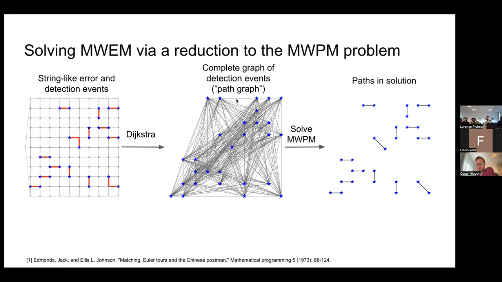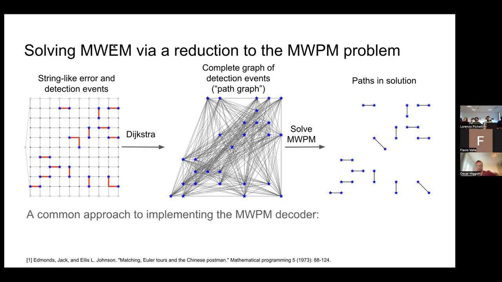Then from this complete graph on the detection events, we solve the minimum weight perfect matching problem in this graph, shown here on the right. And then you can map these paths back to the edges in the original detector graph, and that's the solution. So this is the reduction to the minimum weight perfect matching problem. So you can show that this reduction solves this embedded matching problem.